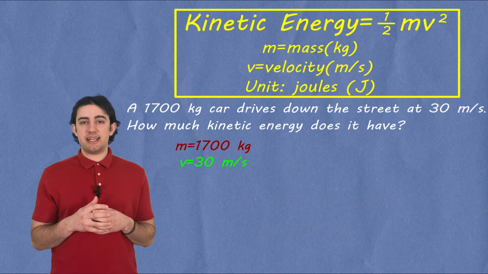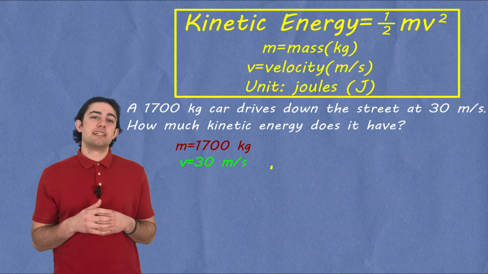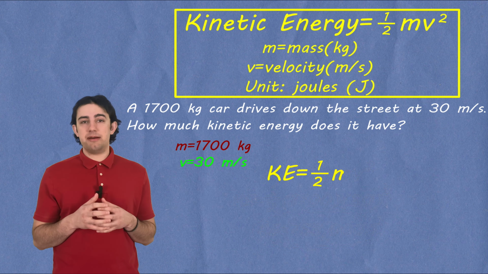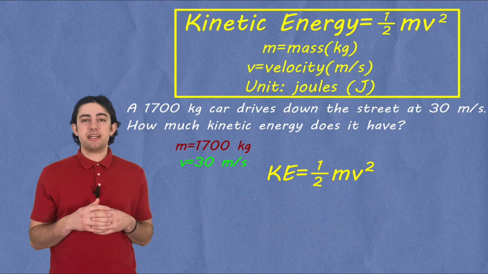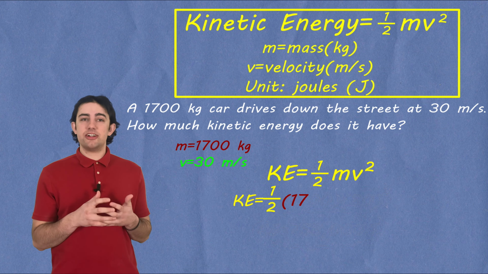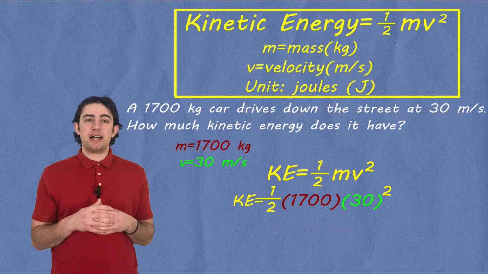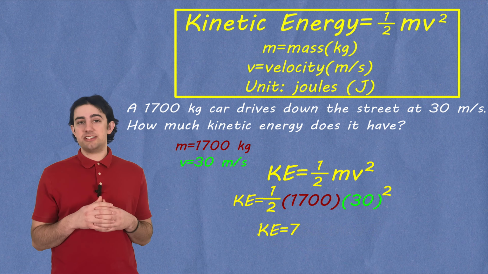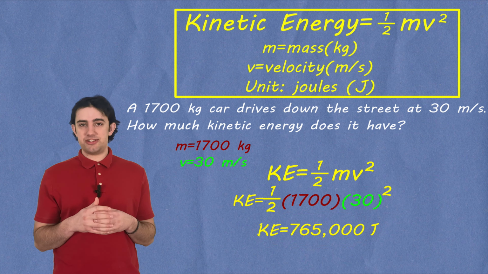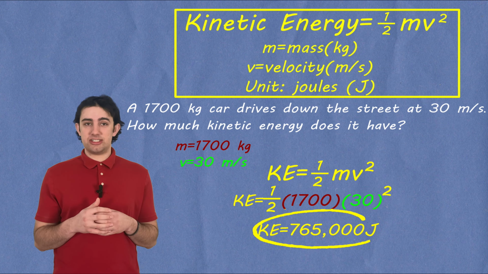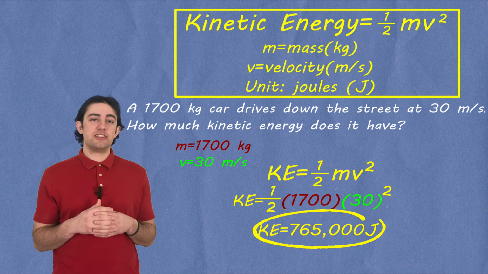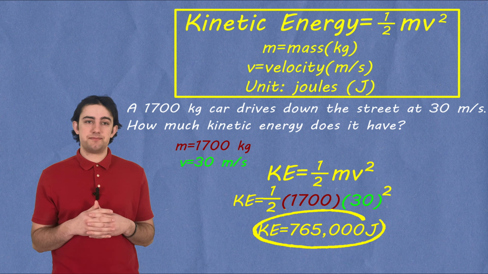Since we are asked about kinetic energy, we should write down the formula. Kinetic energy equals 1/2 mv squared. We can now plug in 1,700 for m and 30 for v. If we multiply, we should get that the car has 765,000 joules of kinetic energy. This sounds like a large number, but a car is heavy and a joule is a very small amount of energy.